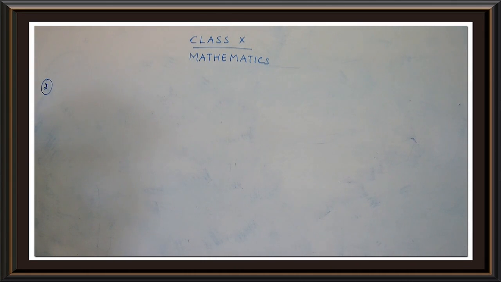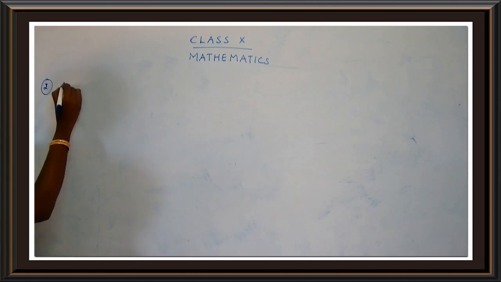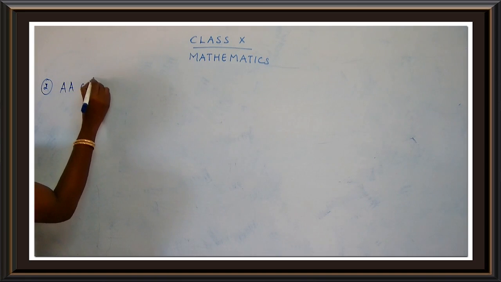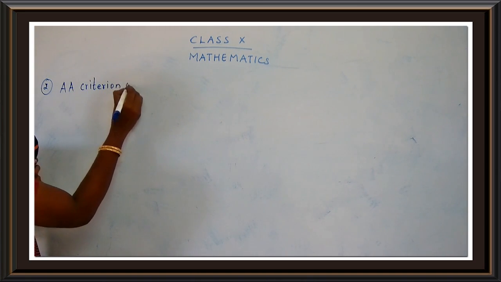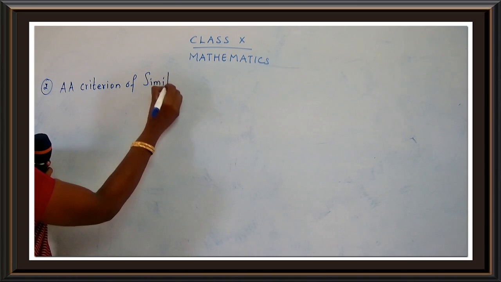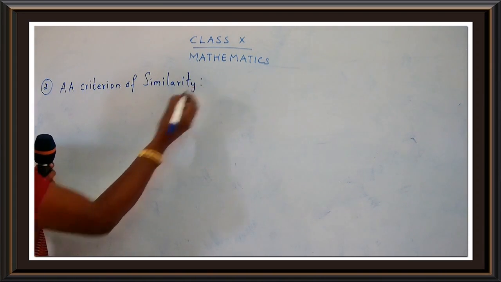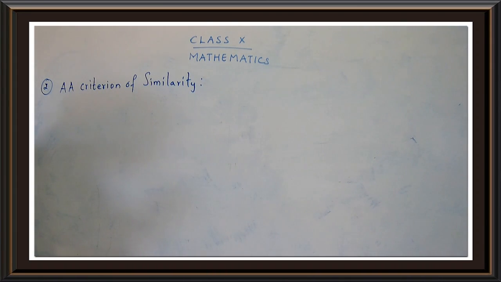Under point number 2, you are going to write down AA criterion of similarity. You are going to follow along with me, children. You can refer to page number 159 of your textbook. I am going to take the points from there only. In this chapter we are going to see three similarities. One is AA similarity. Now what is the meaning of AA similarity?